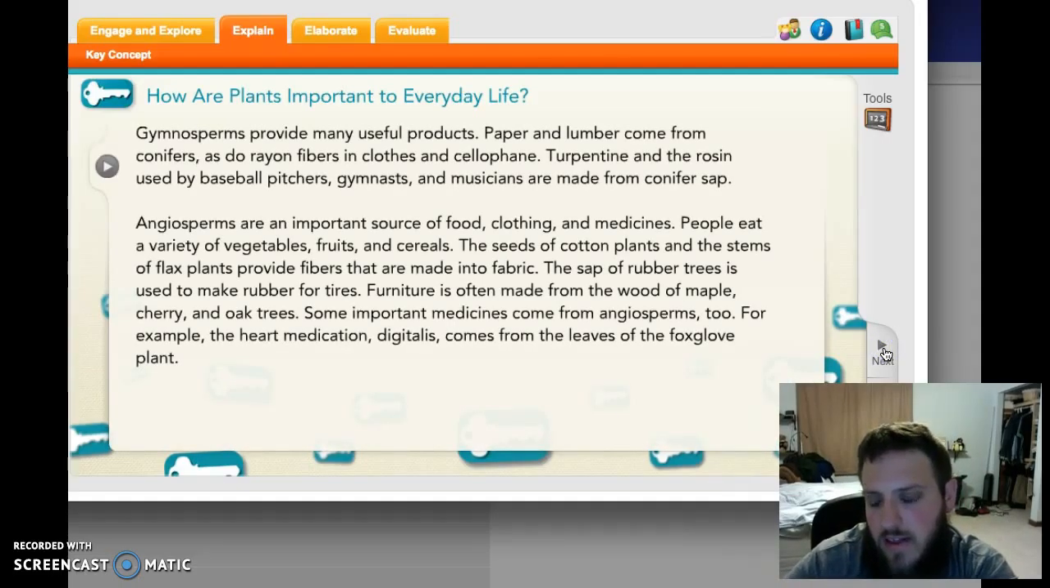Gymnosperms, like pine trees and things like that, provide many useful products. Paper and lumber come from conifers. Remember, conifer means it has cones, as do rayon fibers used in clothes and cellophane. Cellophane being that clear plastic wrap that you put on your food if you package up your food and put it in the freezer or the fridge.